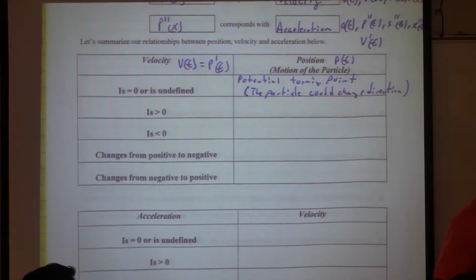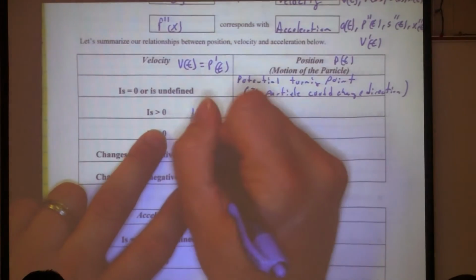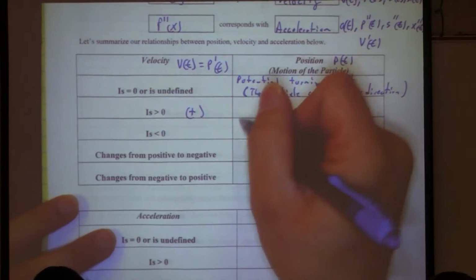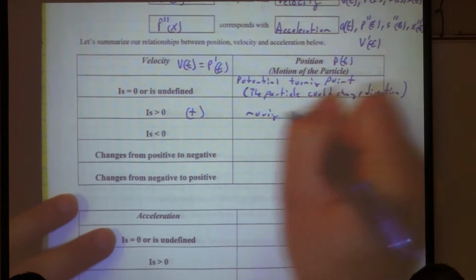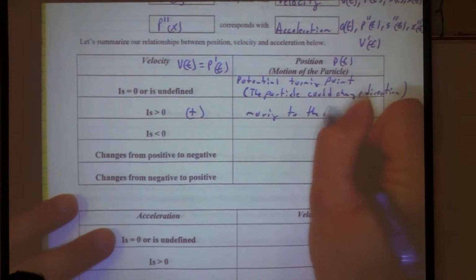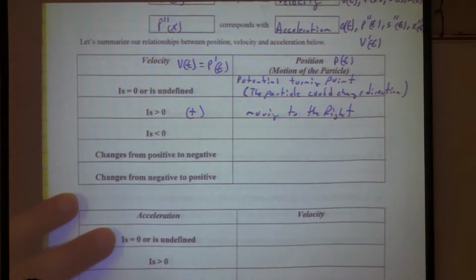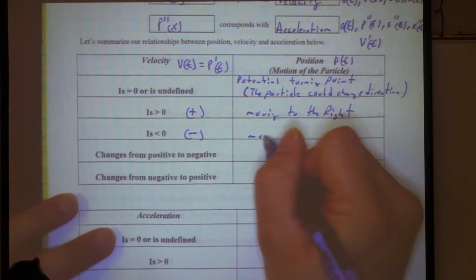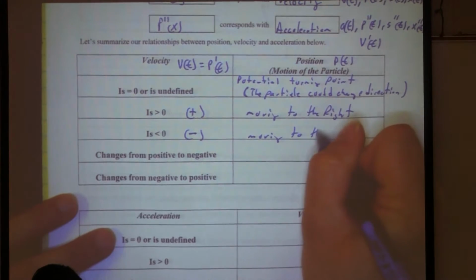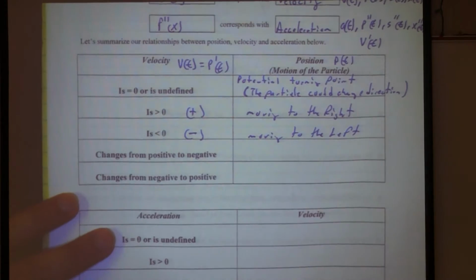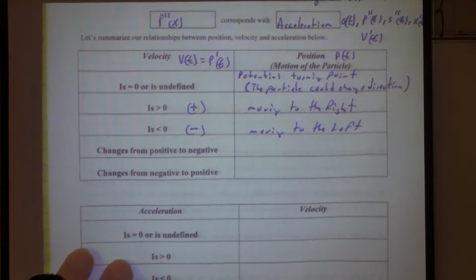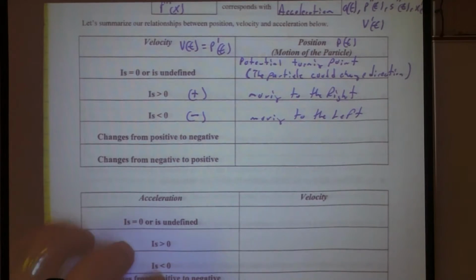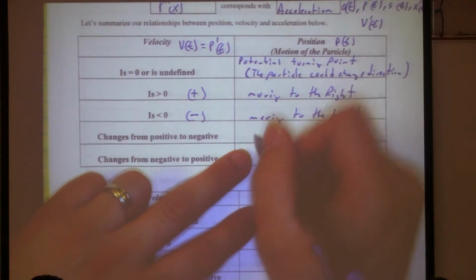If the velocity is greater than 0, meaning that it was positive, what would that mean about the position of the object? Very good. So moving to the right. If the velocity was negative, then the particle would move to the left. If the velocity changes from positive to negative, then the particle changes from right to left.